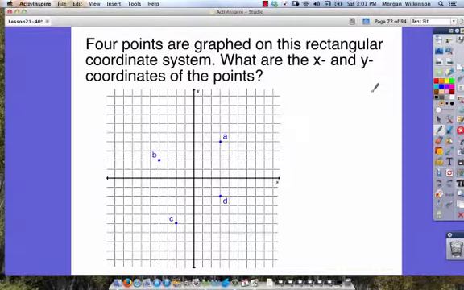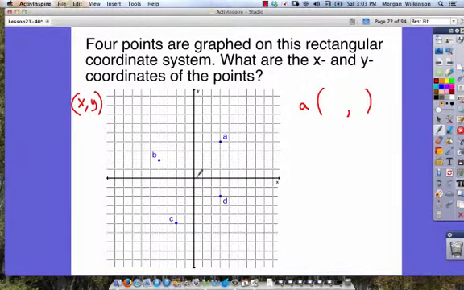4 points are graphed on this rectangular coordinate system. What are the x and y coordinates of the points? So, let's go ahead and figure that out. We'll start with A. And for A, we're going to put them in a coordinate pair, and we're going to have x first and y second. It's always that way. X first, y second.